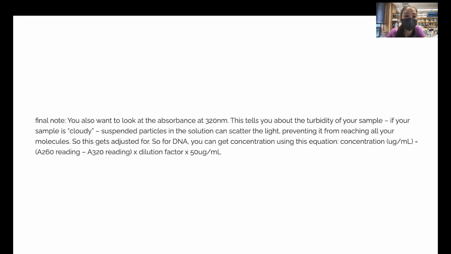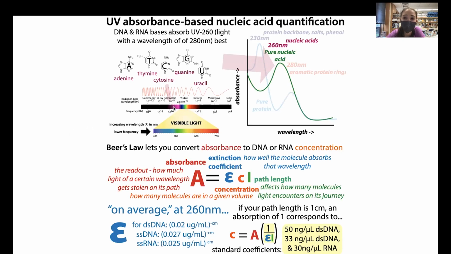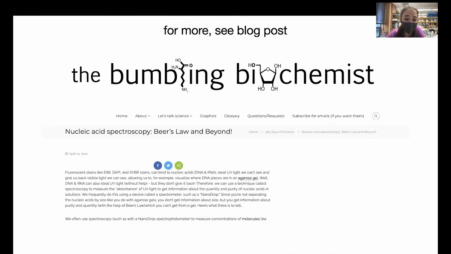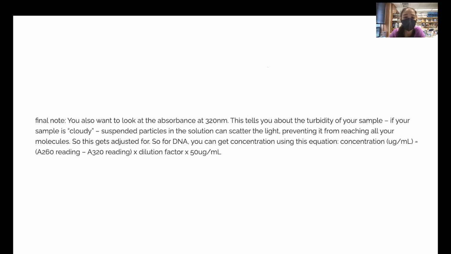And then one last note is that you also want to look at the absorbance at 320 nanometers. Remember, now we're going to a longer wavelength, more towards the visible spectrum, but not quite there. That is going to tell you about turbidity, so it's going to tell you if the sample is cloudy. And so you can actually adjust for this, looking at the 260 minus 320 times your dilution factor, so how much you dilute the DNA, times the standard coefficient for the DNA.